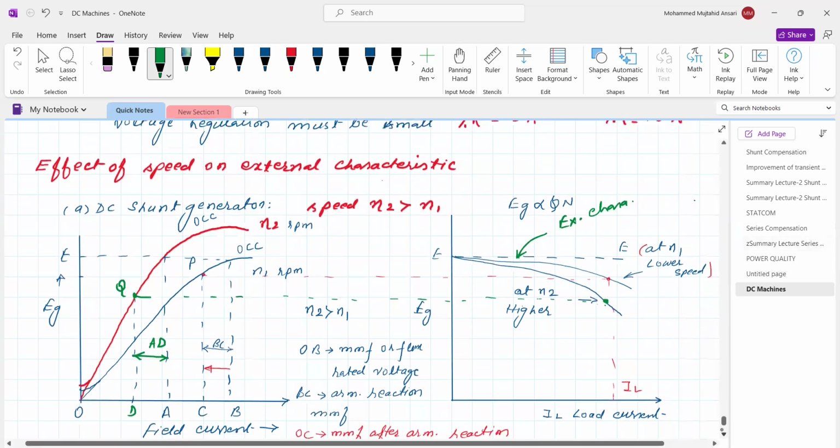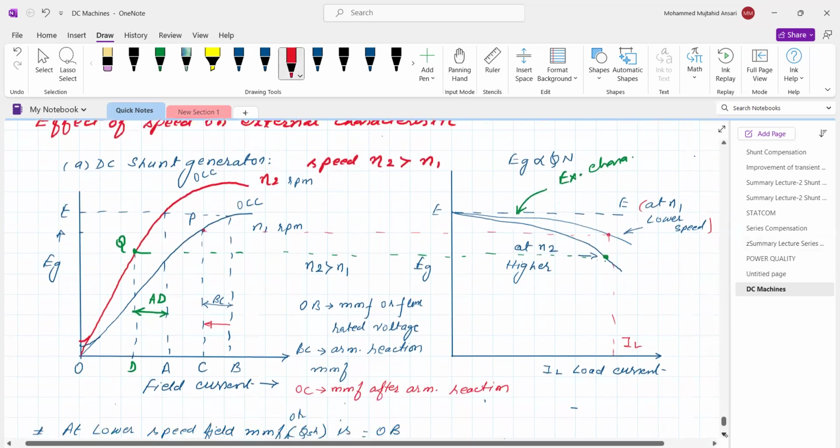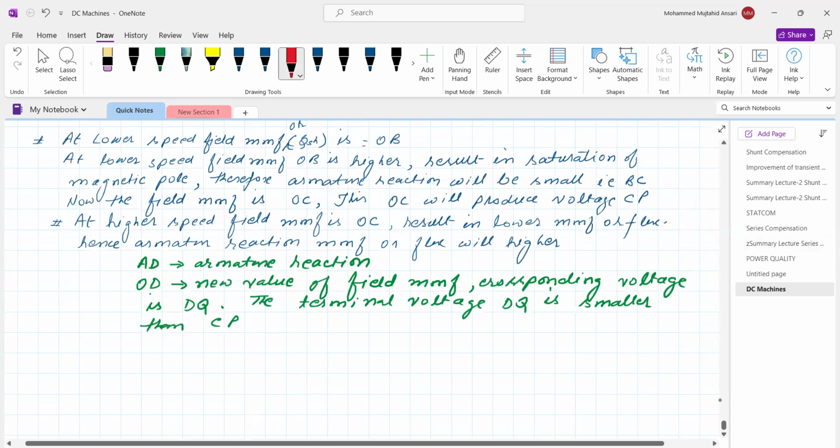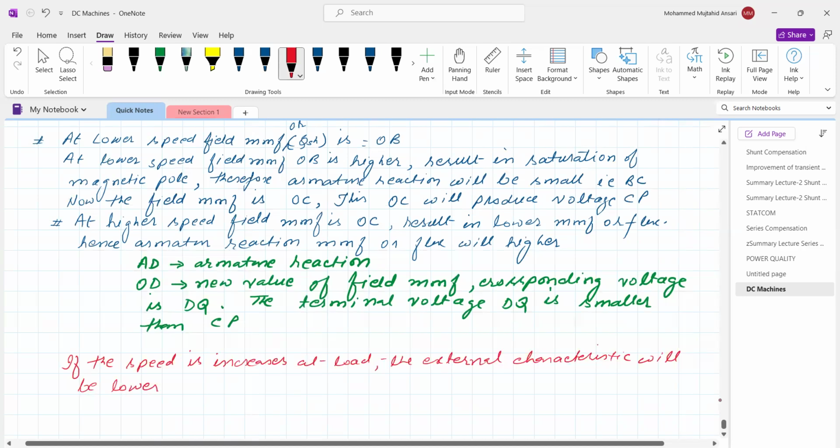So our final conclusion is, if the speed increases at some constant load, the external characteristic will be lower, or the voltage will be lower.